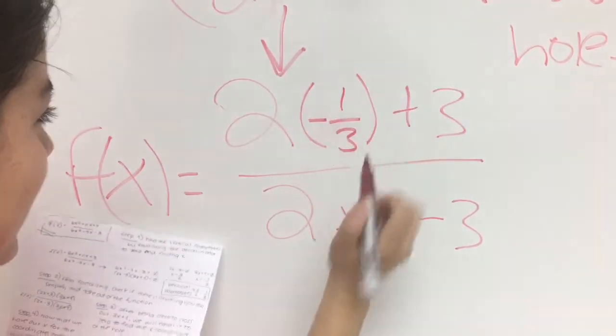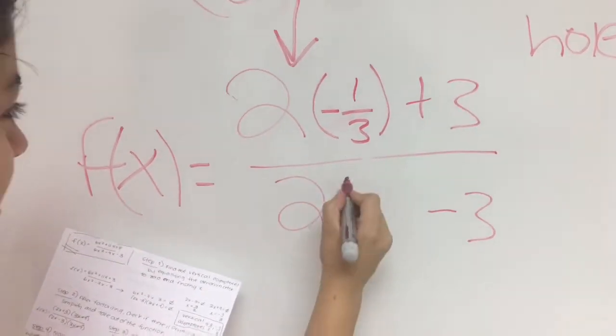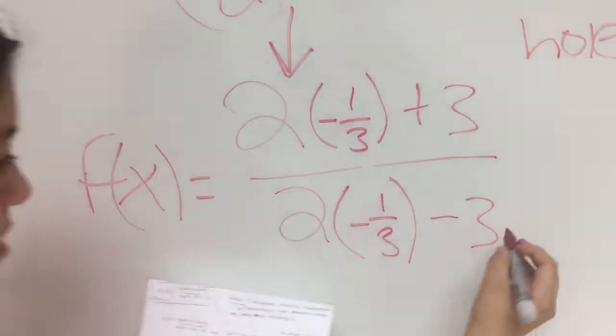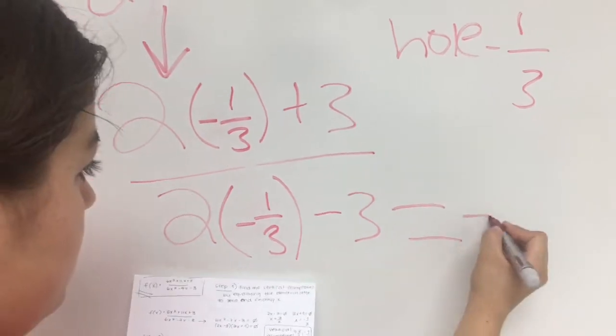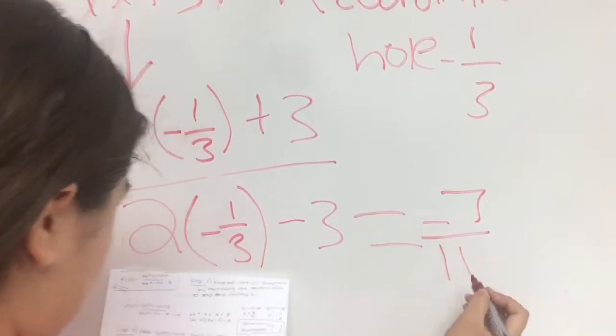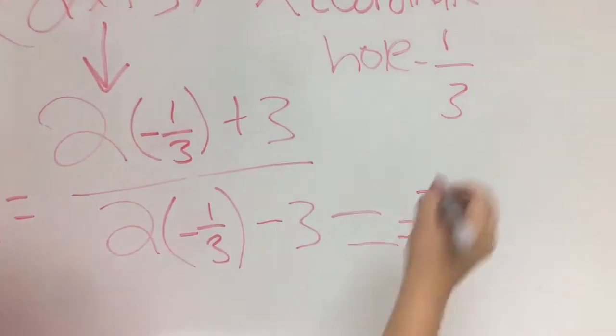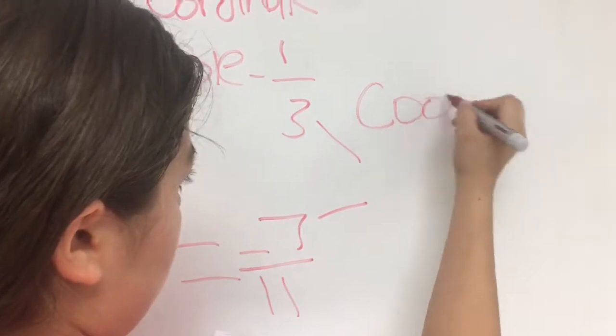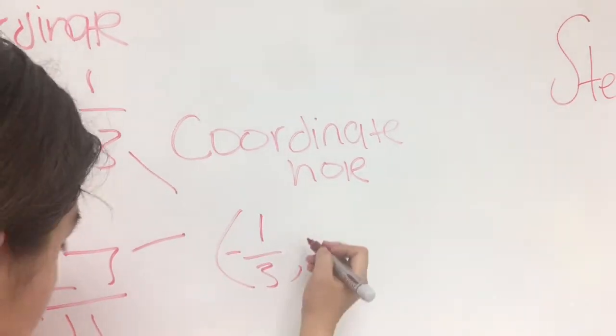Step 4. Now that we have our x for the coordinate hole, we will place it in our new function. This gives us negative 7/11, which is also known as the y of the coordinate hole. When the hole is in touch with the vertical asymptote, you have to replace the asymptote with the hole.